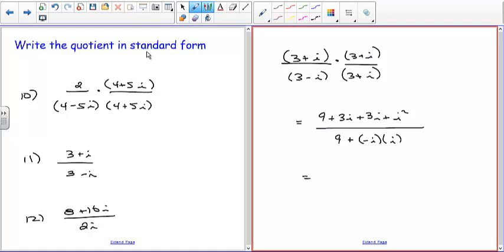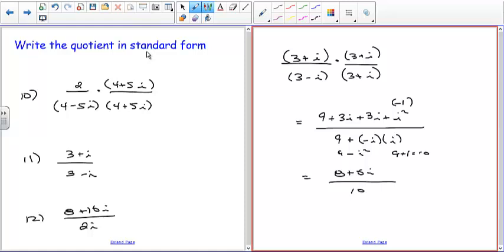So in the numerator, we can combine the two imaginary parts. This i squared is negative 1, so let's go ahead and make that substitution. So i squared becomes negative 1. So you have 9 minus 1, which is 8. And we have 3i plus 3i, which is 6i. And in the denominator, we're going to have 9 minus i squared. i squared is negative 1, so you get 9 plus 1. Negative 1 times negative 1 is plus 1, so you get 10. So we get that in the denominator.